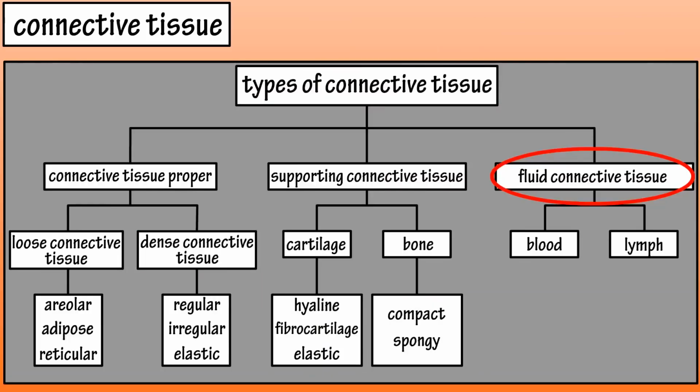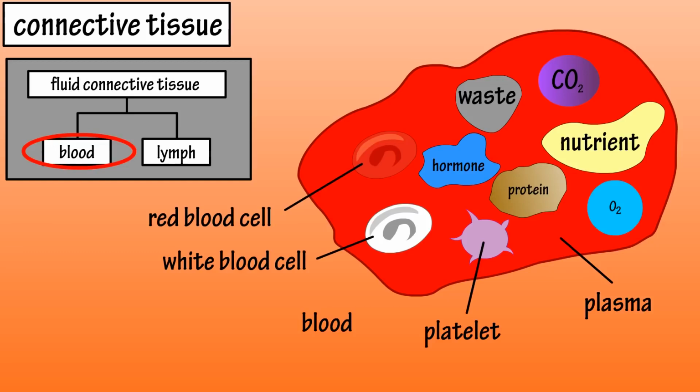Next up is the third classification of connective tissues, fluid connective tissue, which also has two subgroups, blood and lymph. Blood tissue is comprised of formed elements and has a liquid ground substance called plasma. The formed elements include red and white blood cells and platelets. The plasma contains proteins as well. The red blood cells transport oxygen and carbon dioxide. The white blood cells protect the body from foreign invaders. Platelets help with clotting the blood. And the plasma transports nutrients, wastes, and hormones throughout the body.